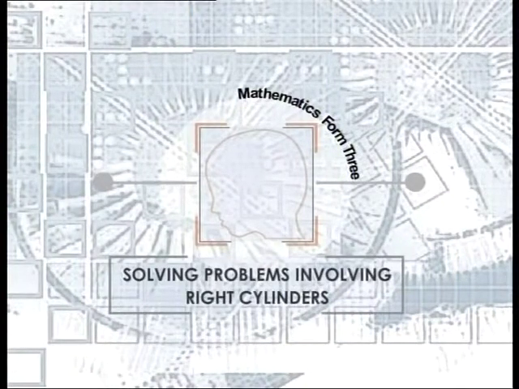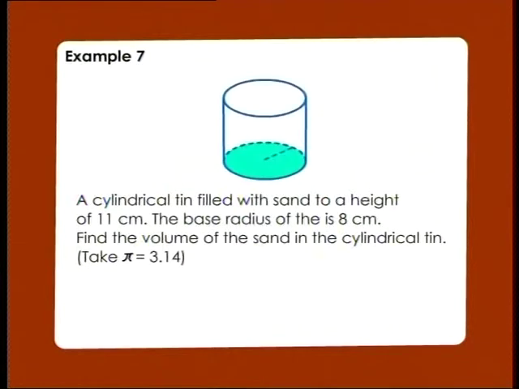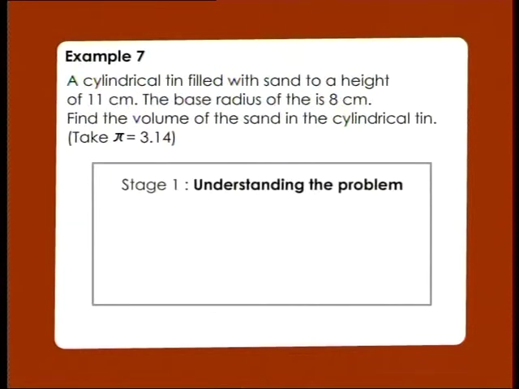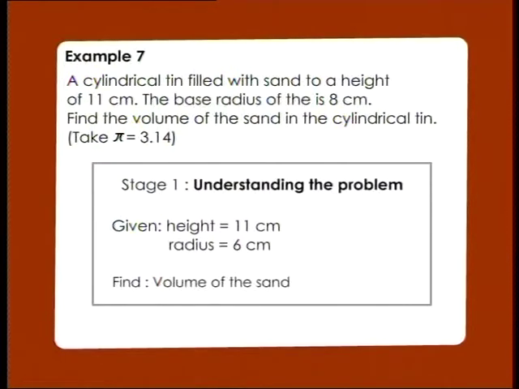Solving problems involving right cylinders. Example 7. A cylindrical tin is filled with sand to a height of 11 centimeters. The base radius of the tin is 8 centimeters. Find the volume of the sand in the cylindrical tin. Take pi equals 3.14. Stage 1. Understanding the problem. Given height equals 11 centimeters, radius equals 6 centimeters. Find the volume of the sand.